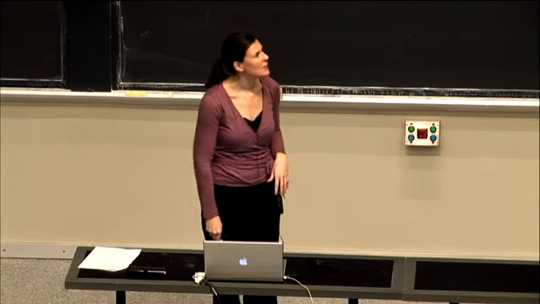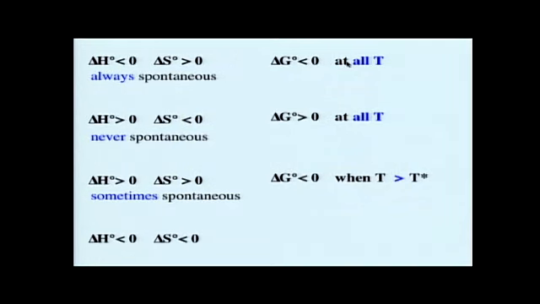So similarly, when we see that delta H is negative and delta S is negative, this is also going to be sometimes spontaneous, and specifically it will be spontaneous, or delta G will be less than 0, when the temperature is less than that threshold temperature.